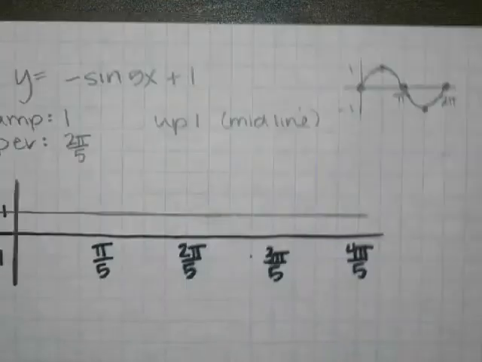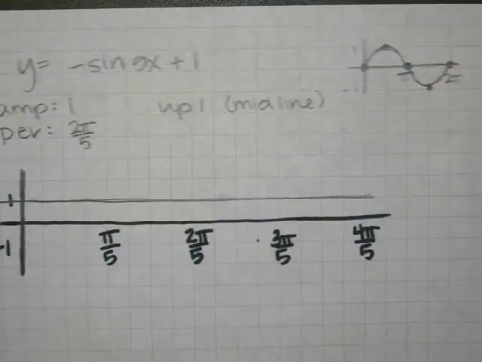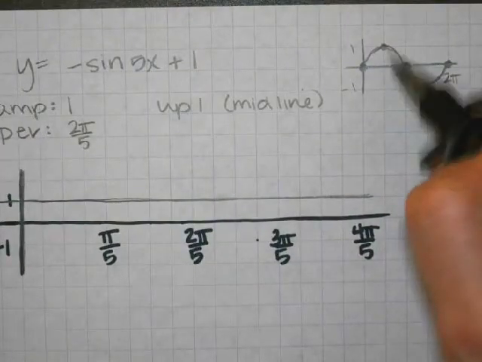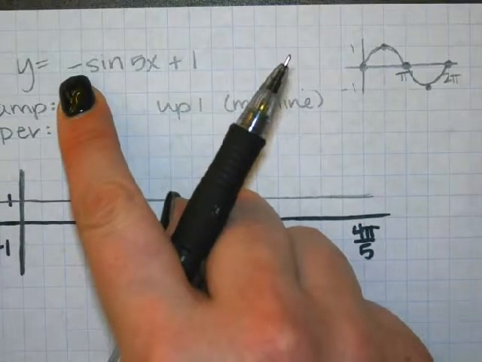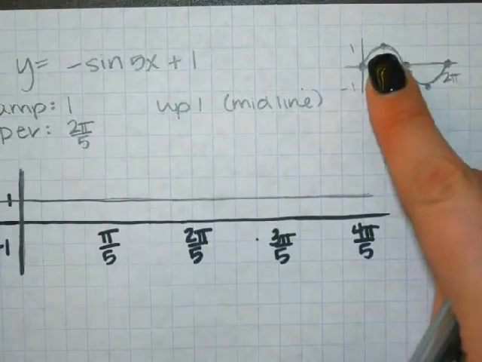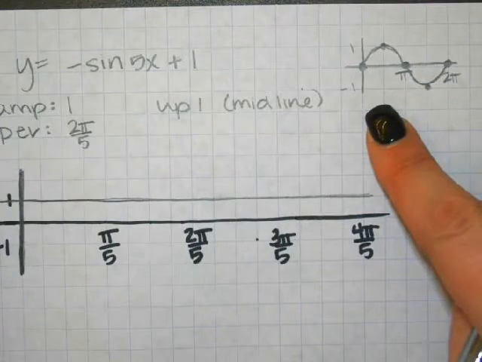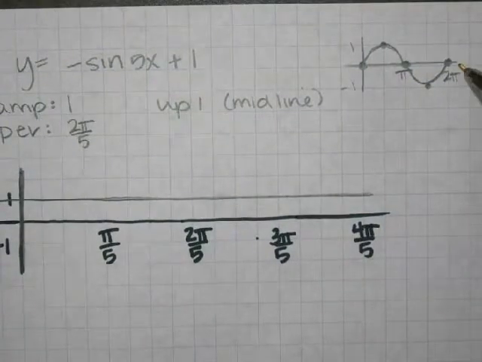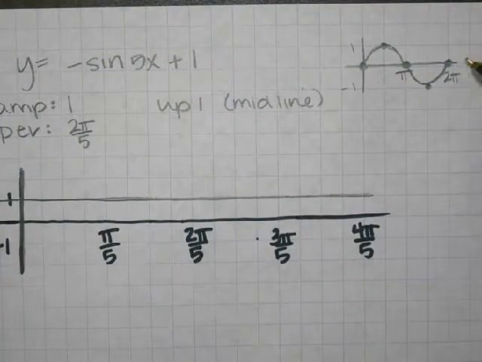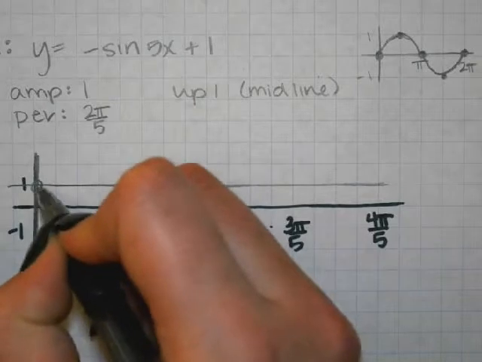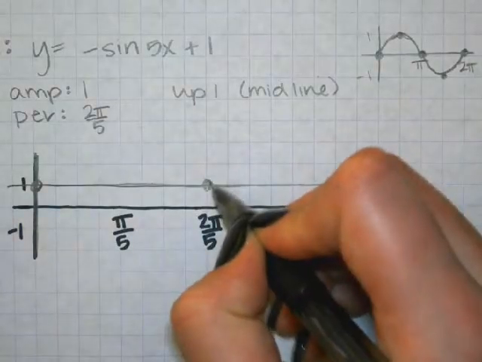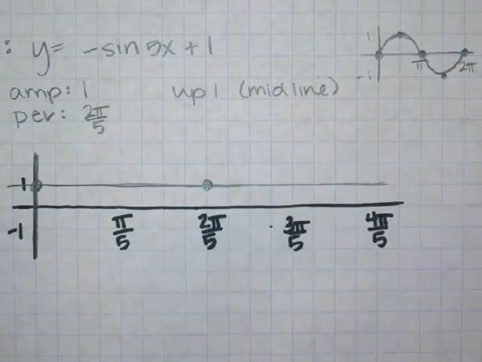So we are going to draw a sine graph that still has an amplitude of 1, so it's still going to go 1 away from the middle, but it's reflected over the x-axis, which means instead of going up first, it's going to go down first. Okay? And this one does not have a period of 2 pi, it has a period of 2 pi fifths. All right, so I'm going to start at 0, and I'm going to end at 2 pi fifths, because that's how long the period is.